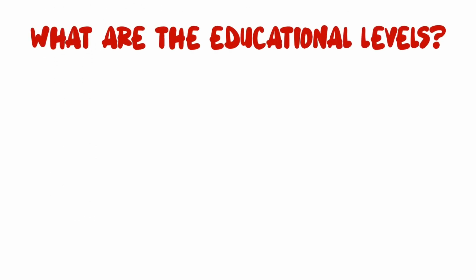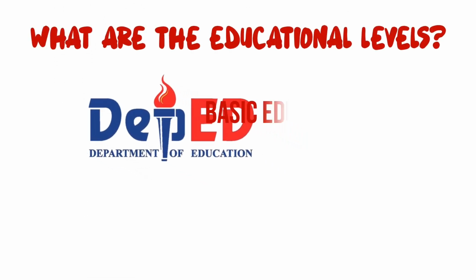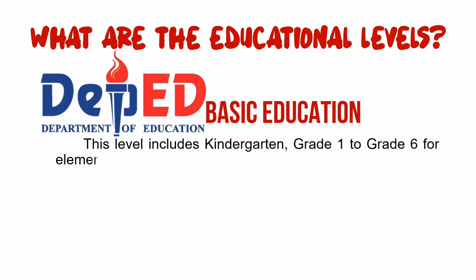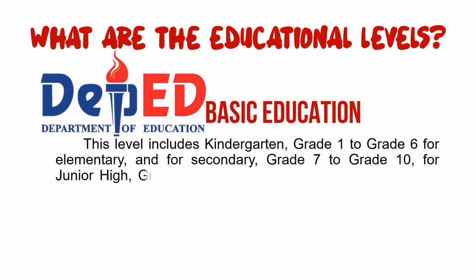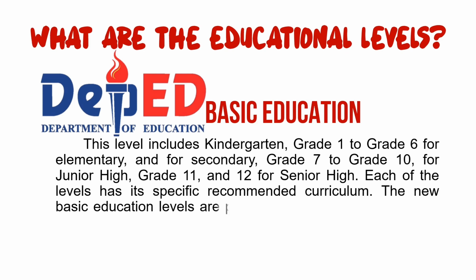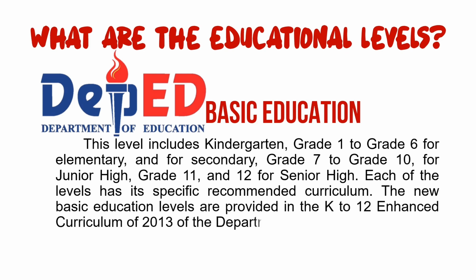What are the educational levels? First, we have the basic education. This level includes kindergarten, grade 1 to 6 for elementary, and for secondary, grade 7 to grade 10 for junior high, grade 11 and 12 for senior high. Each of the levels has a specific recommended curriculum. The new basic education levels are provided in the K-12 Enhanced Curriculum of 2013 of the Department of Education.